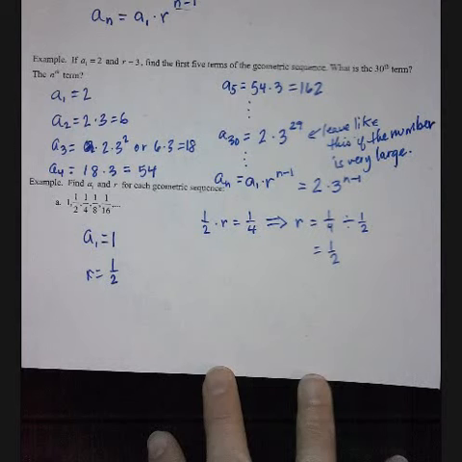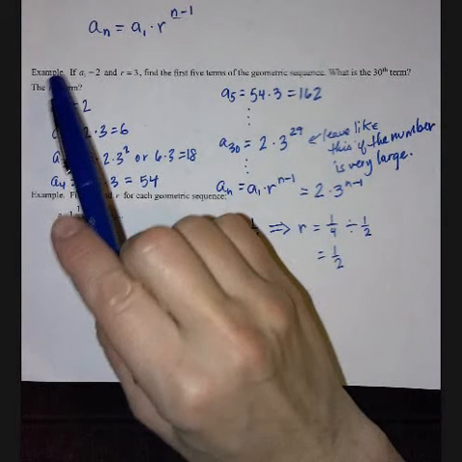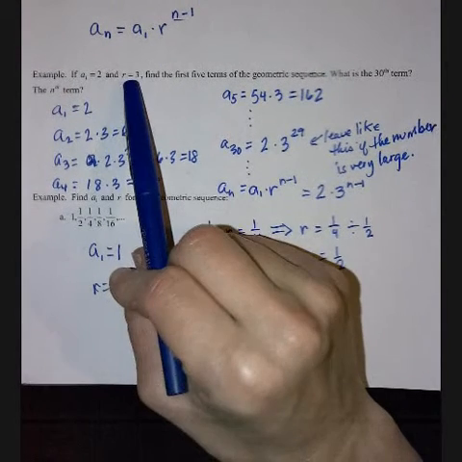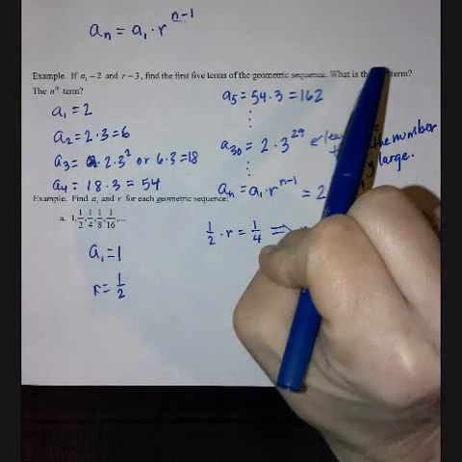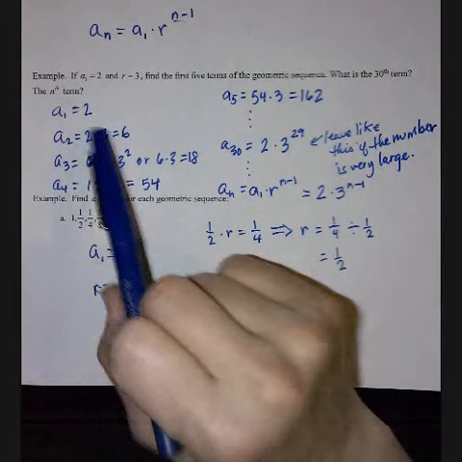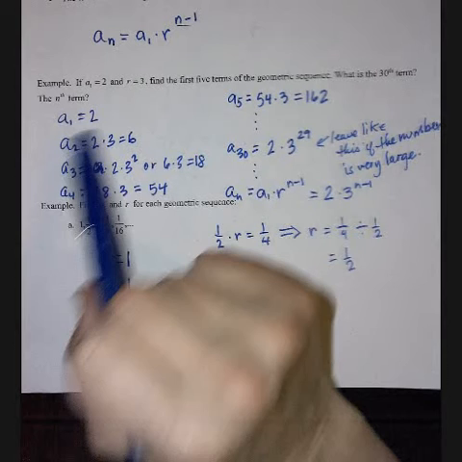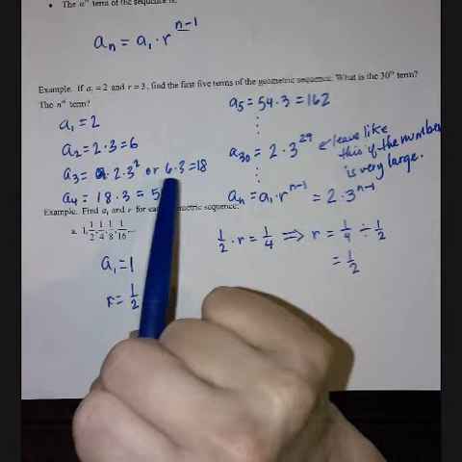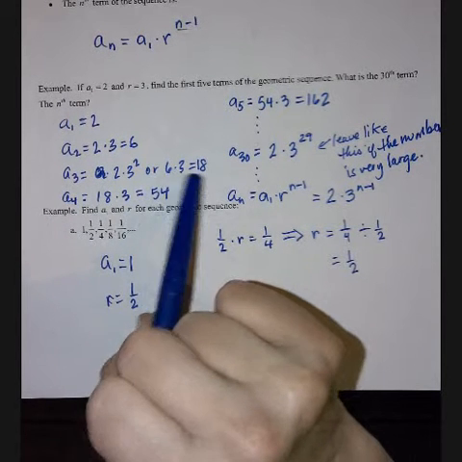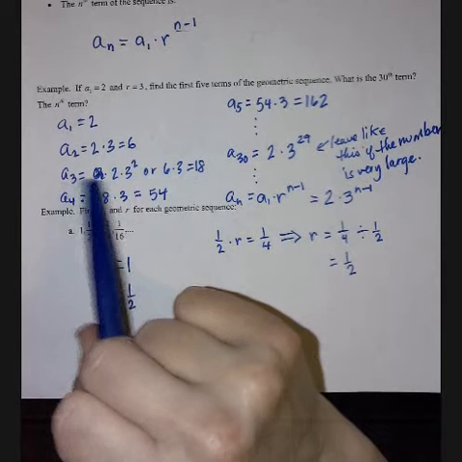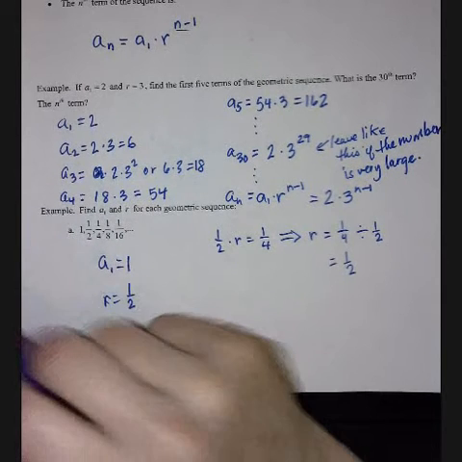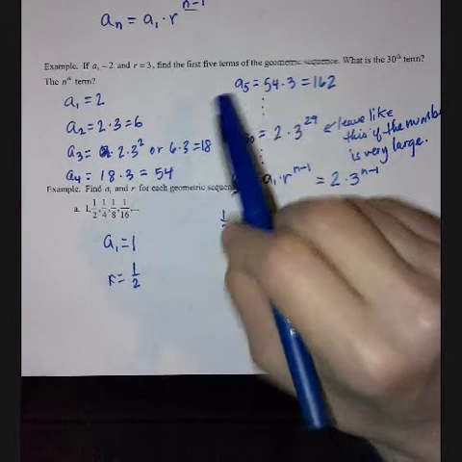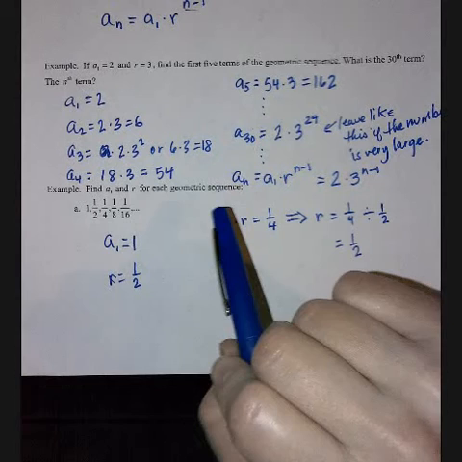So let's see. In this example, we're given that a sub 1 is equal to 2, r is equal to 3. Find the first 5 terms of the sequence, and the 30th term, and the nth term. So, of course, the first term is given, that's 2. Then you take that times 3 to get the second term, so 6. And then you take a sub 2 times 3 to get 18. But, of course, you could also denote that as 2 times 3 squared. A sub 4 would be 18 times 3, 54. A sub 5, 54 times 3 is 162, and so forth.